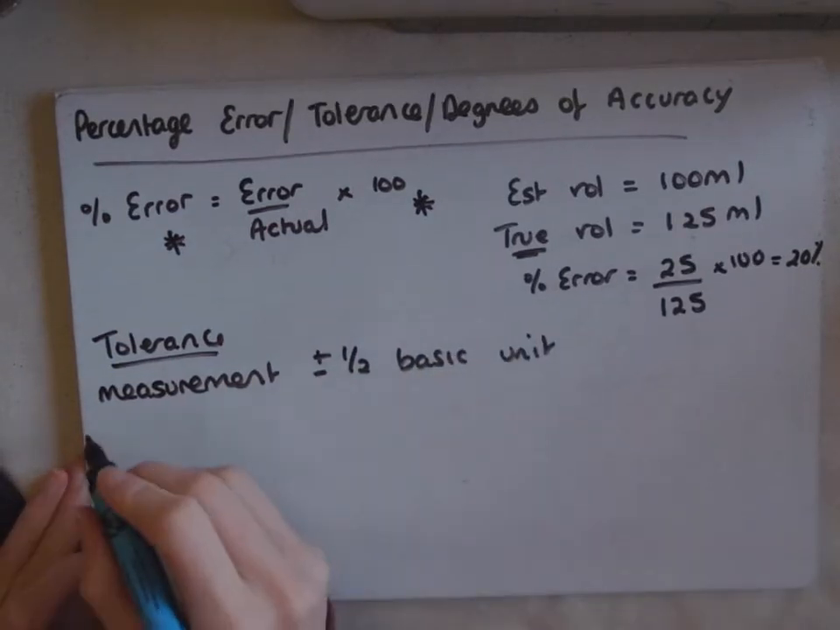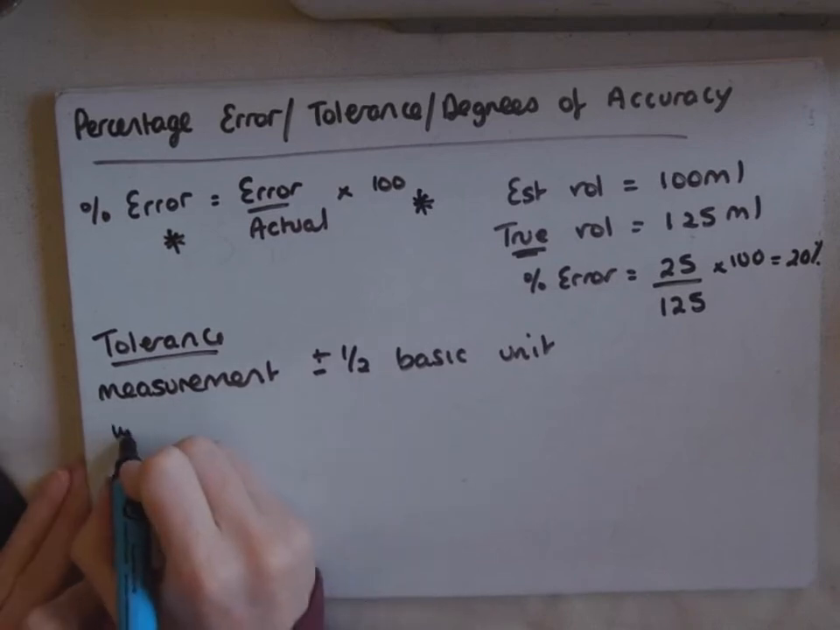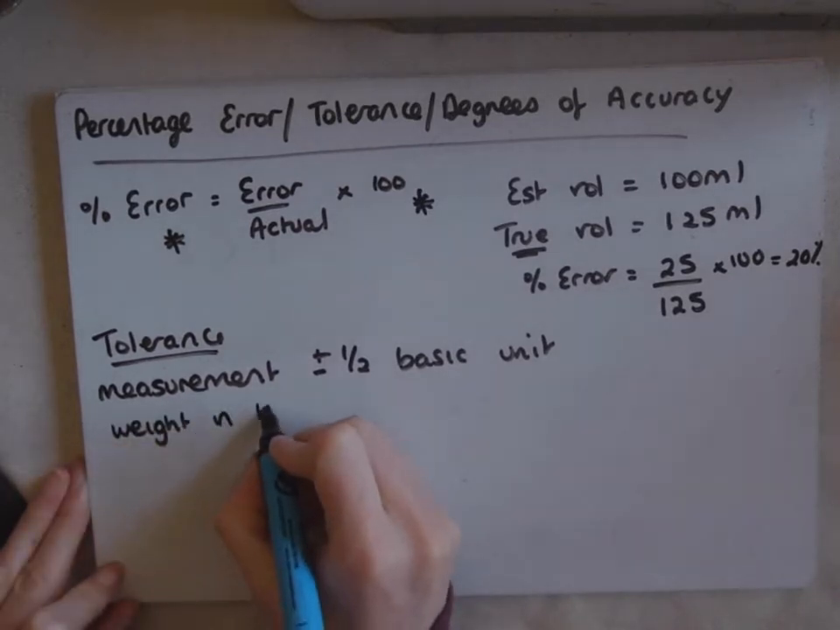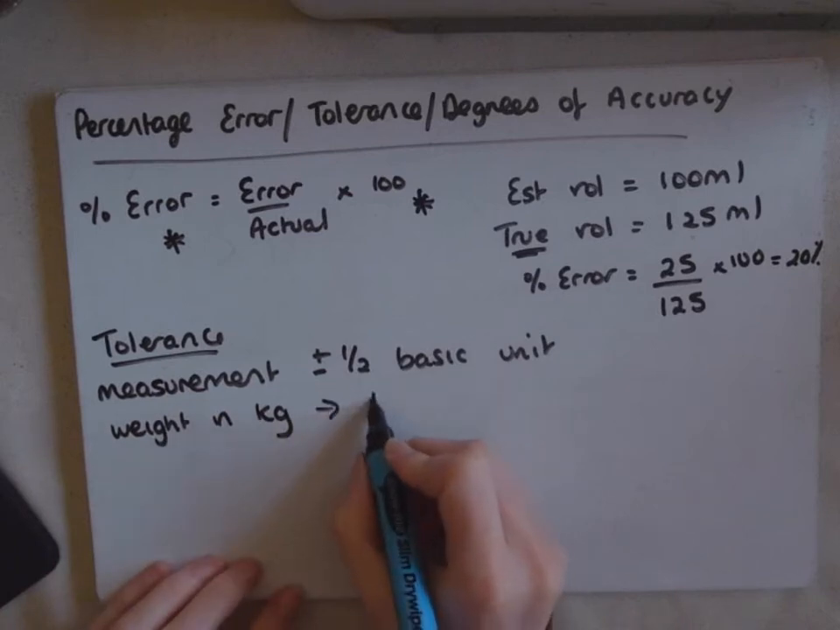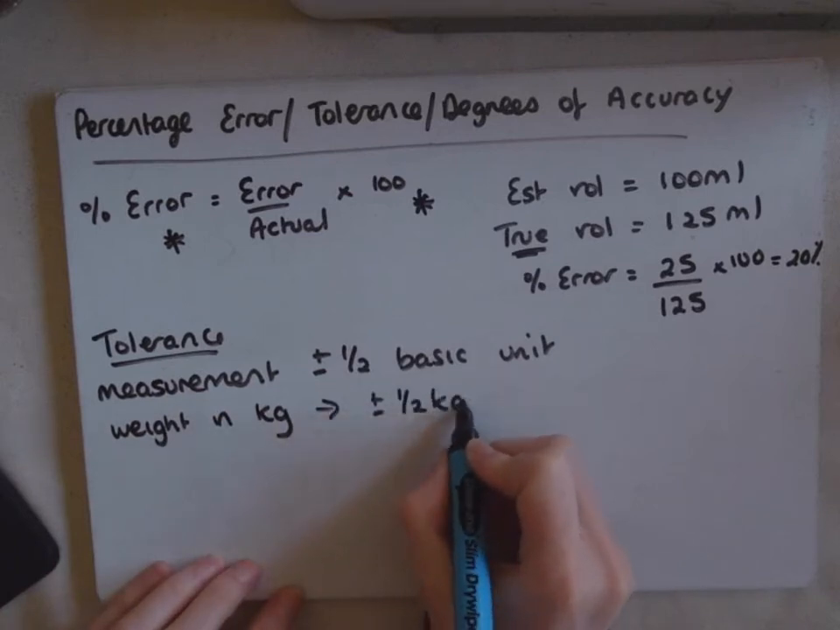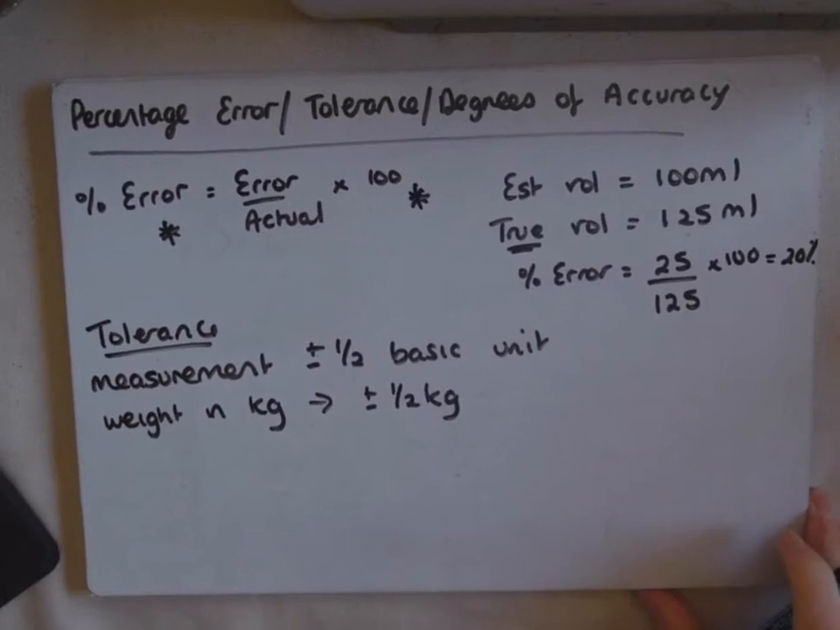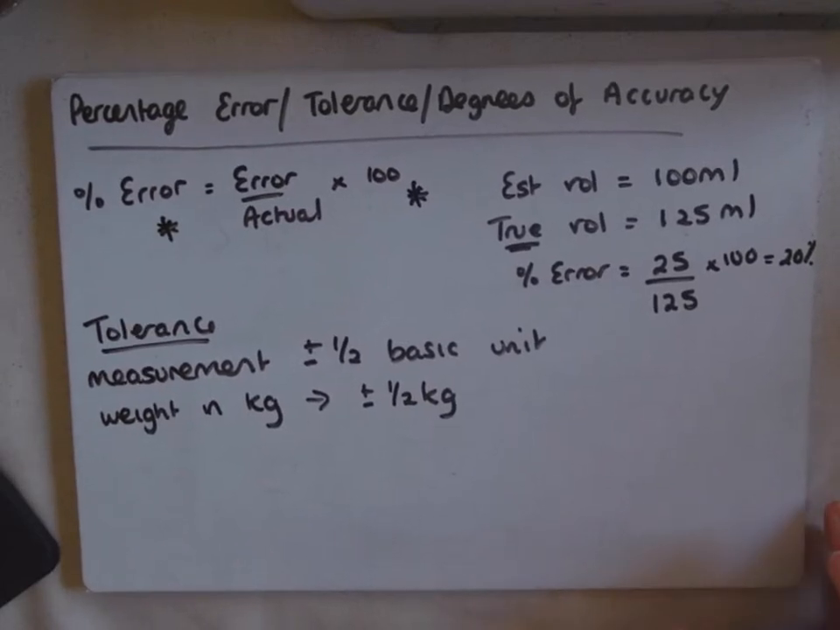So for example, if we're talking about weight in kgs, your tolerance would be plus or minus half a kg. If we're talking about length on a ruler, your tolerance would be plus or minus half a millimeter, okay? So it's half the basic unit. Now you're talking about the smallest size on that scale, so that's why we went with millimeters for a ruler. If we're talking about a clock, the tolerance would be seconds. Okay.